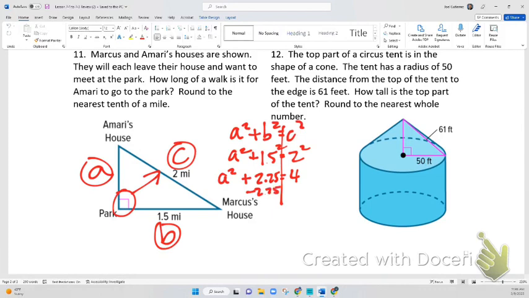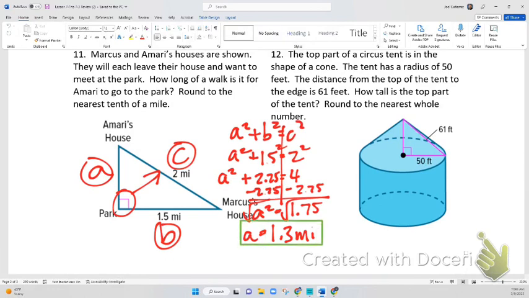Subtract 2.25 from both sides. And that will leave you with 1.75. Do the square root of 1.75. Let me turn my calculator into scientific mode. So the square root of 1.75 gives you 1.3222. We're just going to keep it as 1.3, and we're talking about miles for this question here.